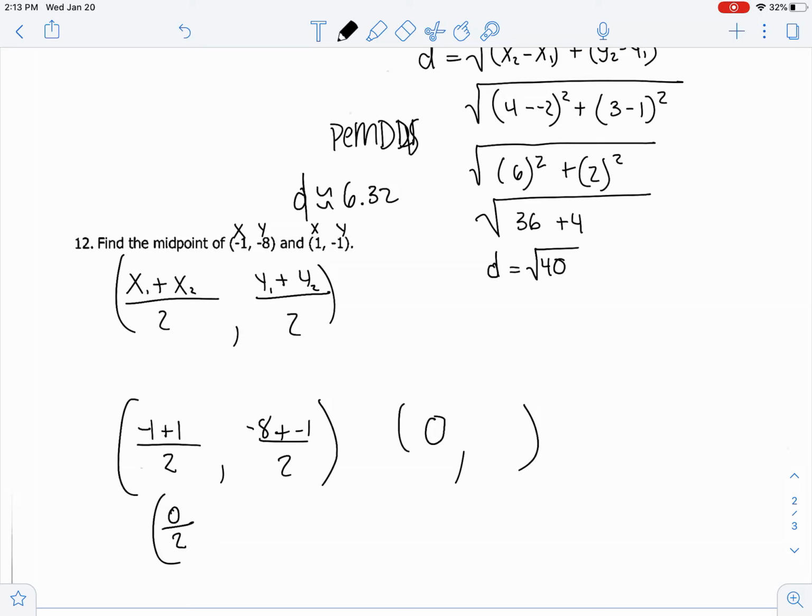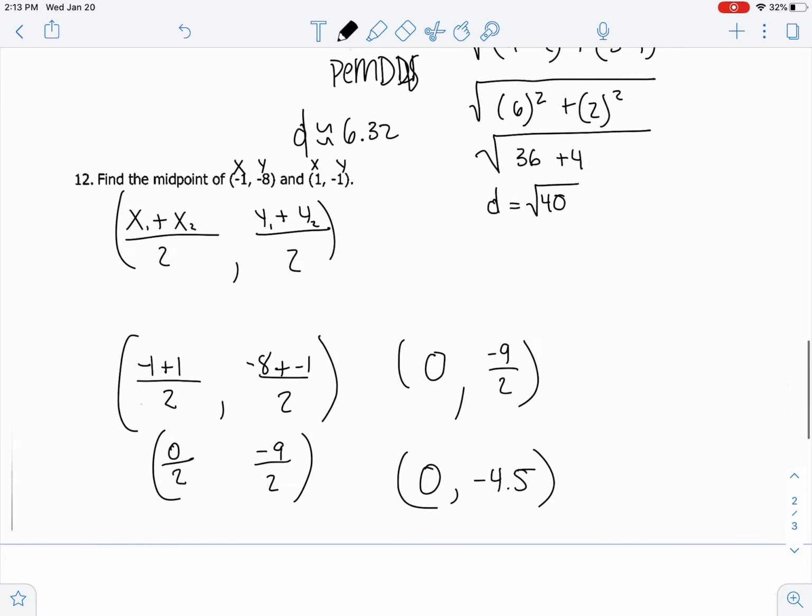-8 plus -1, we get 2 negative things. When they come together, they make a bigger negative number, so to speak. And so this is -9. -9 divided by 2, you could leave your answer just like that. Or you could tell me -4.5.